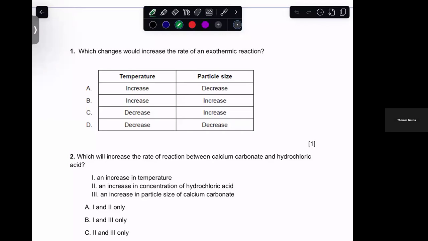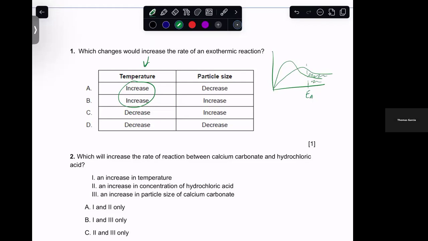What changes would increase the rate of exothermic reaction? Now, rate is always dependent on one thing, definitely, which is temperature. And so we're looking for an increase in temperature because particles will be moving faster. And when particles move faster, they're more likely to collide with enough activation energy. You can kind of think of it like we think of the Maxwell-Boltzmann distribution. If we think of the Maxwell-Boltzmann distribution, as we increase energy, a greater proportion of reactants will have enough energy. So an increase in temperature will always increase rate.